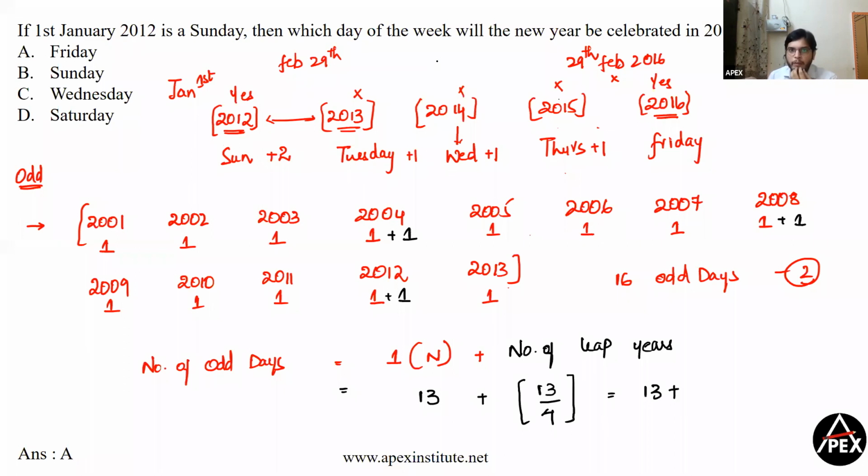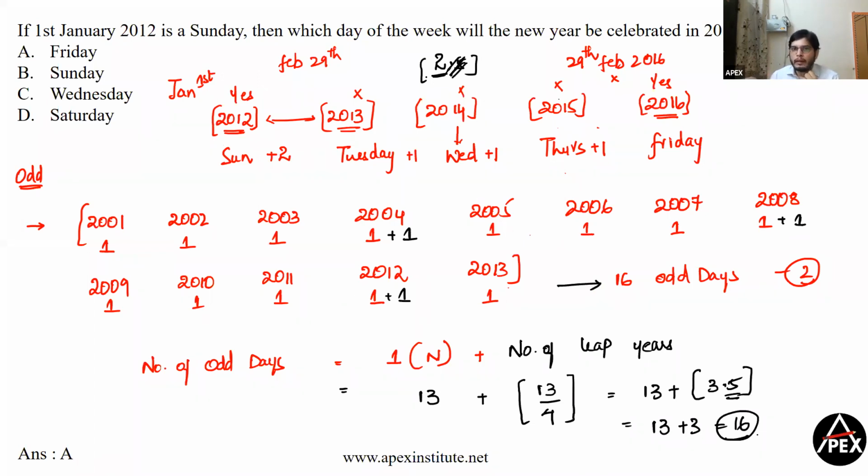For example, if we have a number 2.5, if you apply the integral function, this 2.5 has two parts: one integer and the other decimal. So when you have the integral function, ignore the decimal and consider only the integer part. So what is 13 divided by 4? It is 3.5. So ignore this 0.5. So the total number of odd days will be 13 plus 3, 16. The same we have got here.